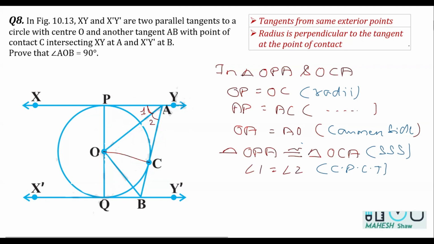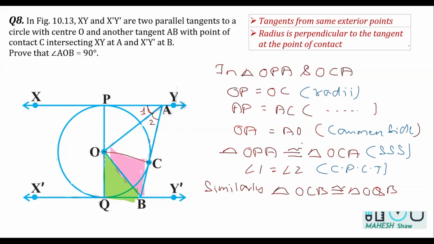Now, since we have proved these two triangles congruent, similarly, I can prove these two triangles also congruent. So we don't again have to prove. We can write similarly, the triangle OCB is congruent to triangle OQB, right, OQB. So the shaded triangles which I have marked here, that is OCB and OQB, are congruent.